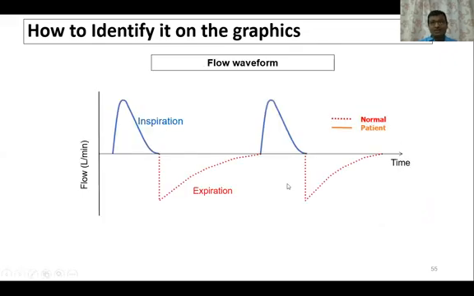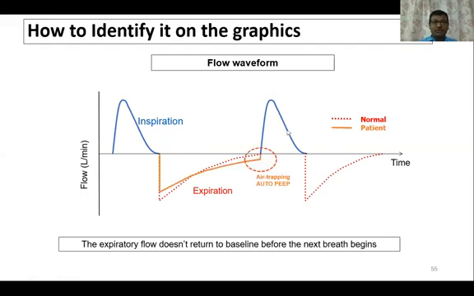Whereas this is a normal flow waveform where you can see inspiration followed by expiration. Whenever there's an auto PEEP during expiration, it won't come to the baseline. It won't reach the baseline. So that's called air trapping or auto PEEP.